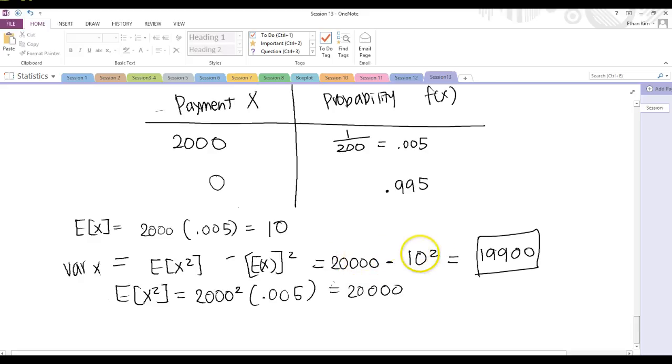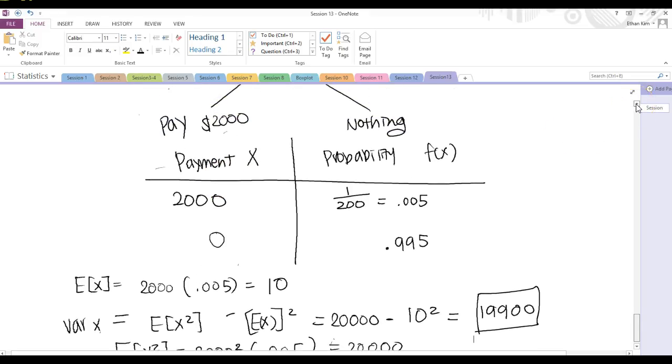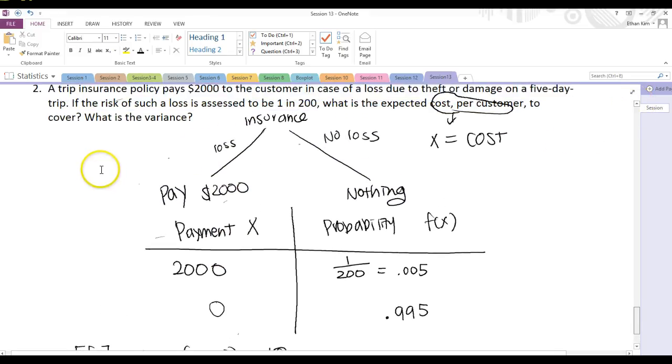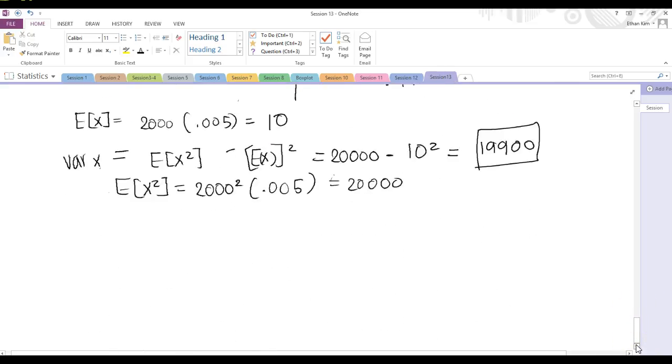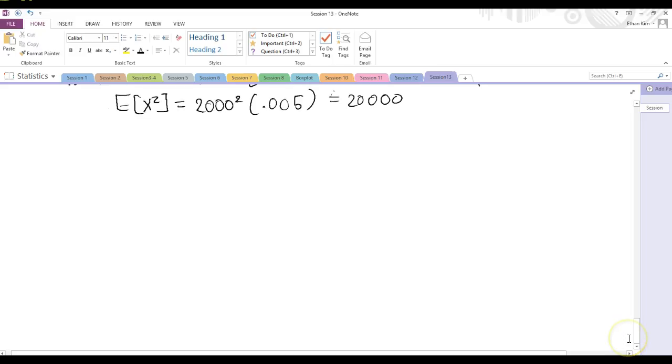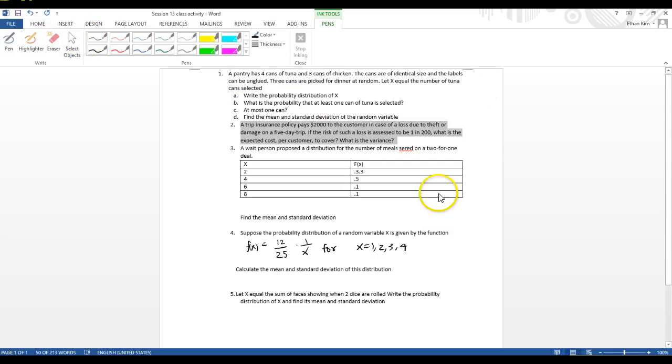Alright? So whenever you have two different cases, you would have to do the same. You will first find the random variable and make a chart to see when it happens and when it doesn't, and what goes with it, and so on and so forth, right? So this is the second problem on the activity. Let's look at the third one.